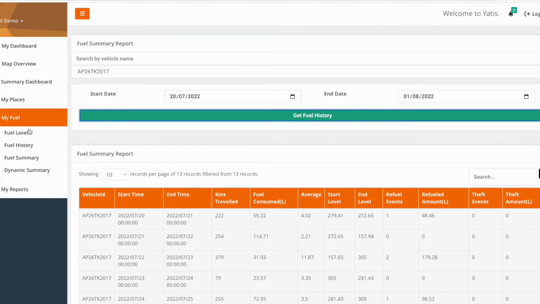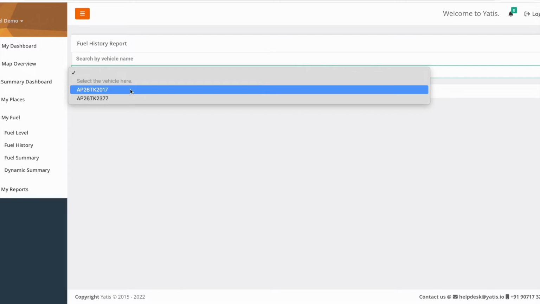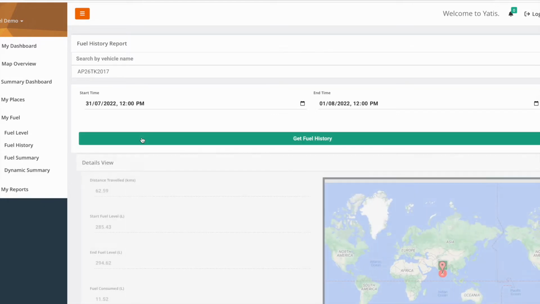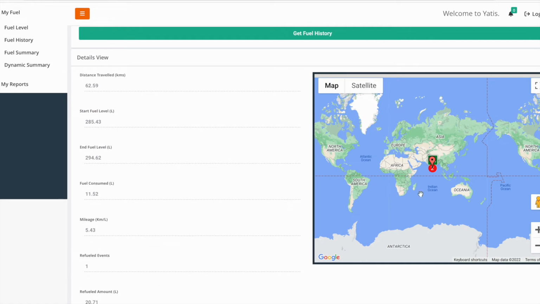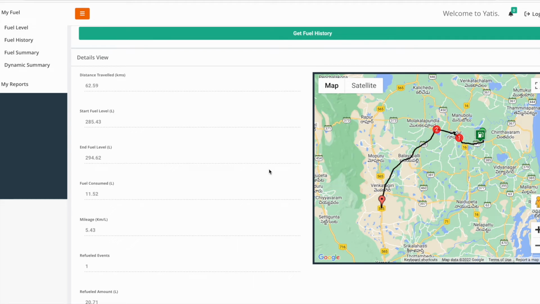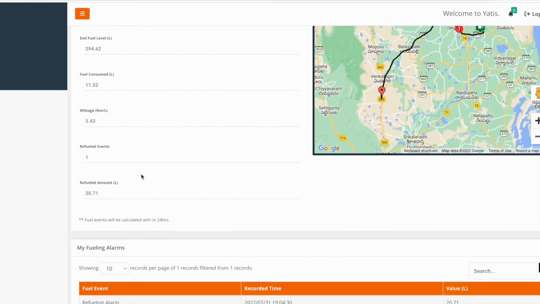The next report I'm going to show you is the fuel history report. In the fuel history report, I could choose a vehicle and look at what happened at any given time. Zoom into the map, you can see what has happened on a map with a summary here. You can get the total distance traveled, the start and end fuel levels for the period you chose, the fuel consumed, the mileage, and refueling events if any.